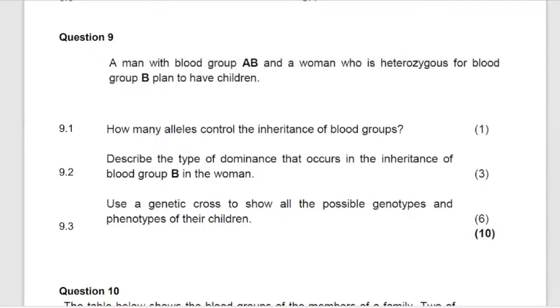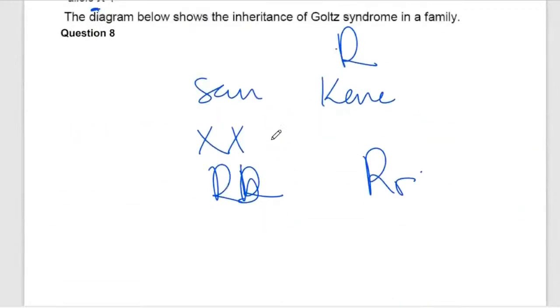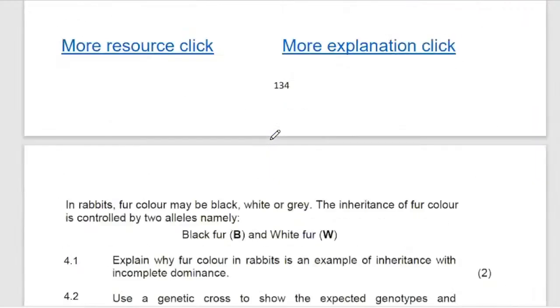Someone is saying that X and XR. Okay, let me explain what I meant there. I'm saying don't use X and Y for autosomal crosses. Let me just look for a question here.